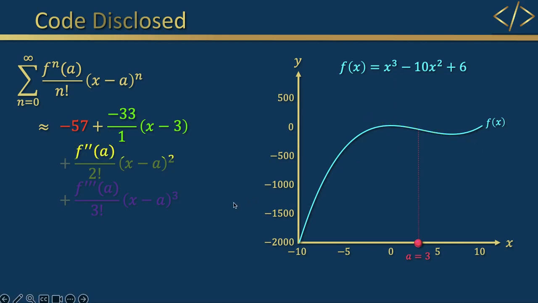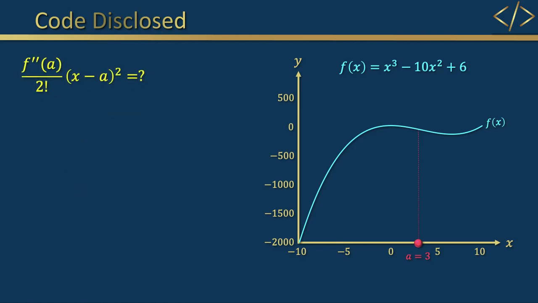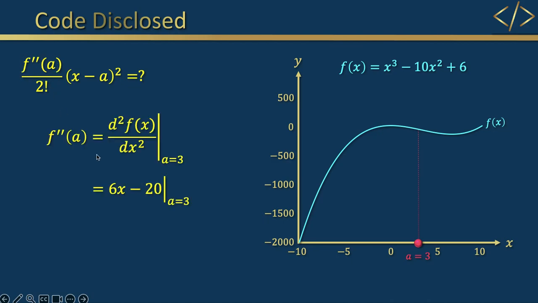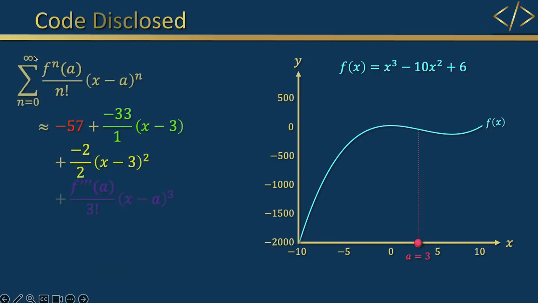Let's take the third term, for which I need to calculate the second derivative of that function. Calculating this second derivative will give me 6x minus 20. Evaluating it at 3, I will get minus 2. And this minus 2 is just that bit. So let's put this back into the Taylor series: minus 2 that we calculated over 2 factorial, which is 2, times x minus 3 squared. So here we have 3 terms. All right, let's plot it and ask the question if that would be enough or not.